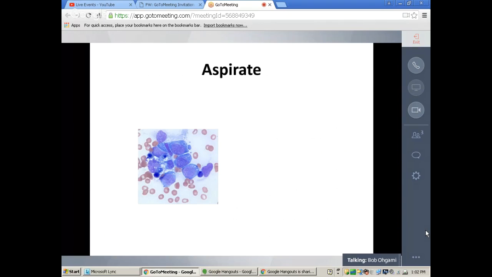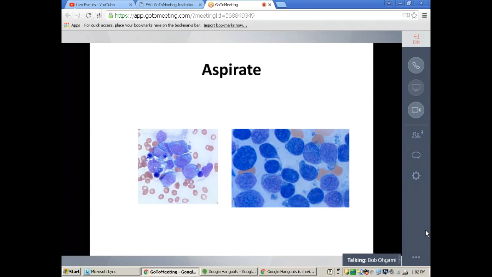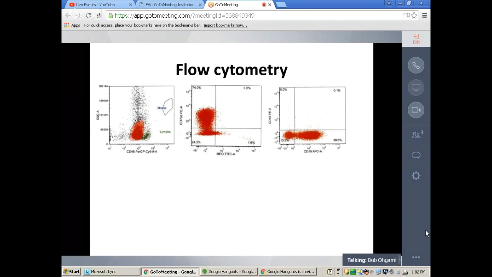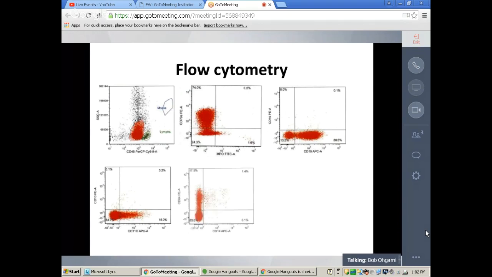A bone marrow aspirate is performed. You see that there are lots of blasts here. They're large in size. Flow cytometry is performed. What does the blast express? The blast has some CD79a expression. They have CD19 expression. They have some CD11c and CD64.